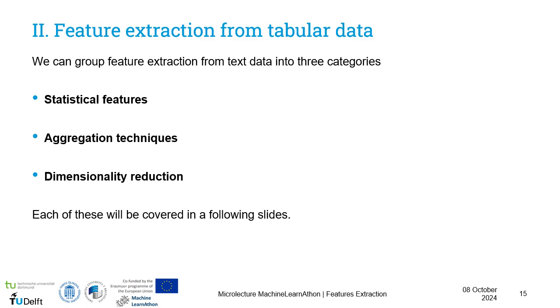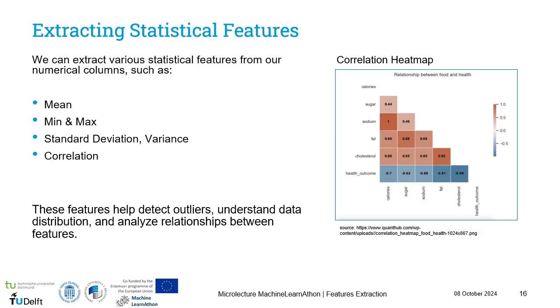Now let's move to feature extraction from tabular data. We can talk about extracting statistical features, about aggregating data, and dimensionality reduction. So if we talk about statistical features, we can calculate statistical features like minimum, maximum, average, median. Also, we can calculate standard deviation, variance, and also we can calculate correlation between different pairs of features, which we can also visualize in a correlation heat map, as we can see on the right side of the picture, which can give us some insights about features and relationship between those.